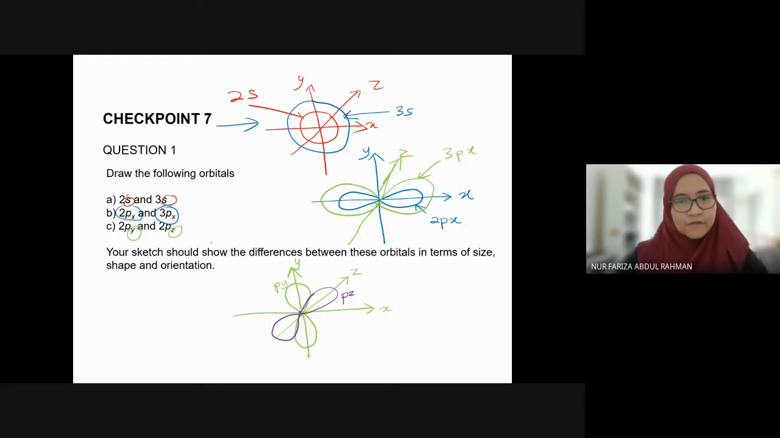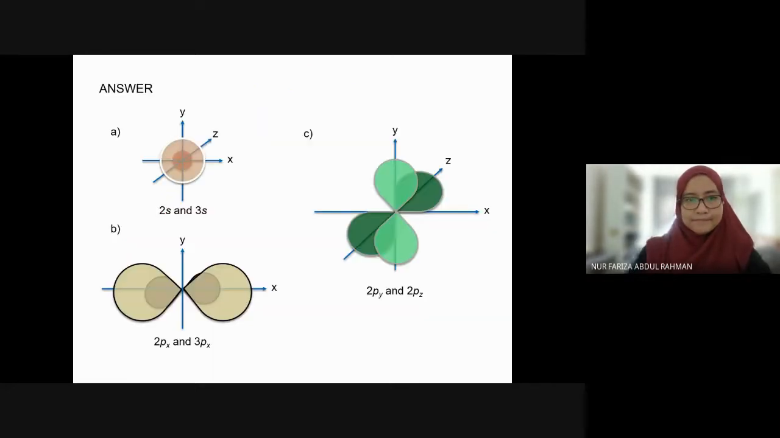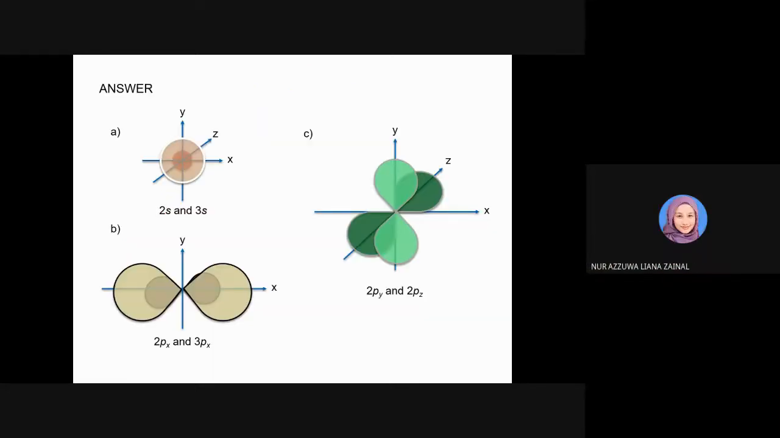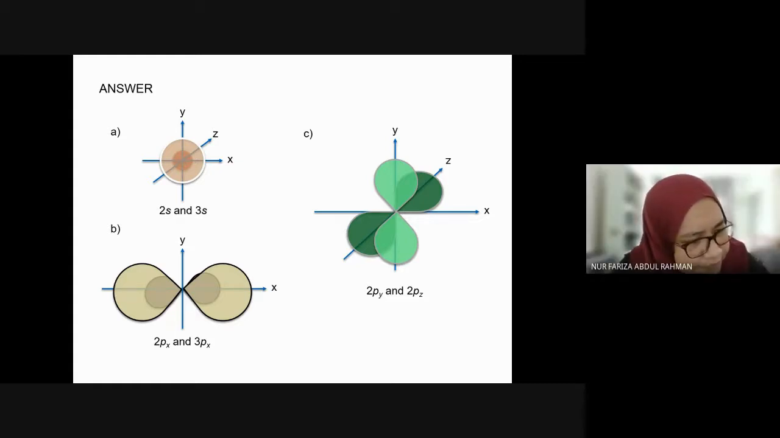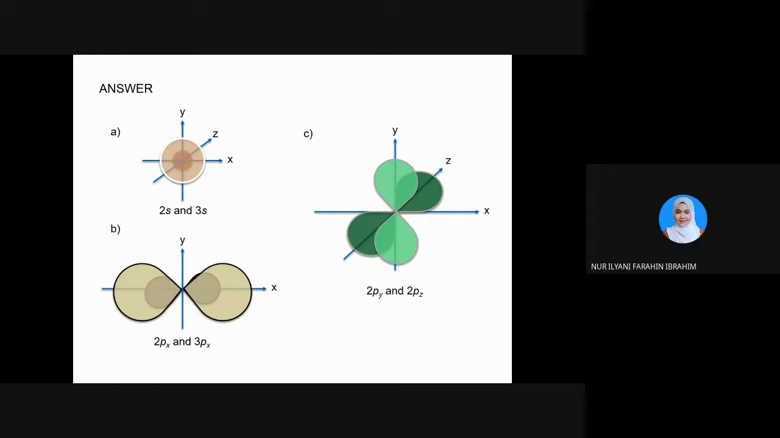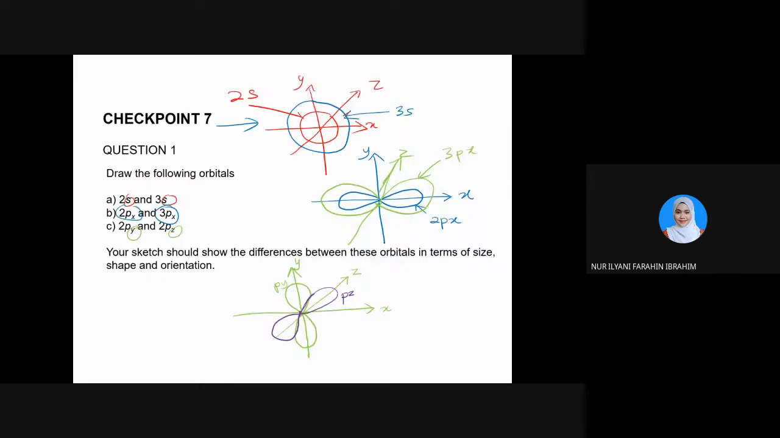Any questions so far related to atomic orbital? Madam, if we want to label, is it okay to use an arrow? Because doesn't an arrow usually show there is movement of something? So is it okay if the label has an arrow?